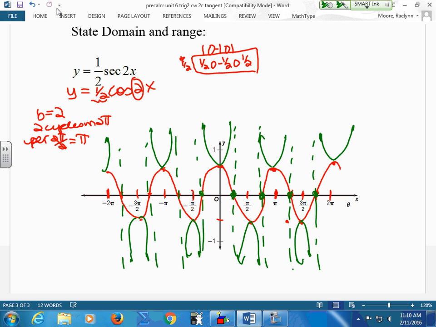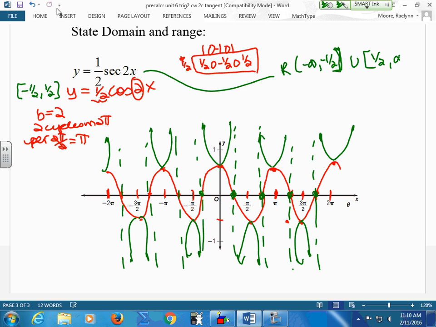Okay, so now, let's work on our range first. Our original range of our cosine was now from negative 1/2 to positive 1/2 because we shrunk it down. What's my range for my secant curve? Negative infinity, where am I going to stop? Negative 1/2. Then where am I going to start? Start again at the 1/2 to infinity.